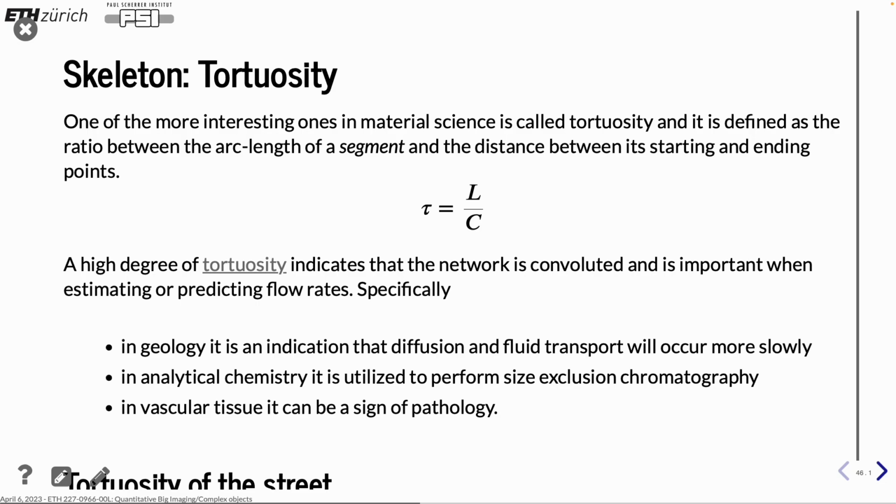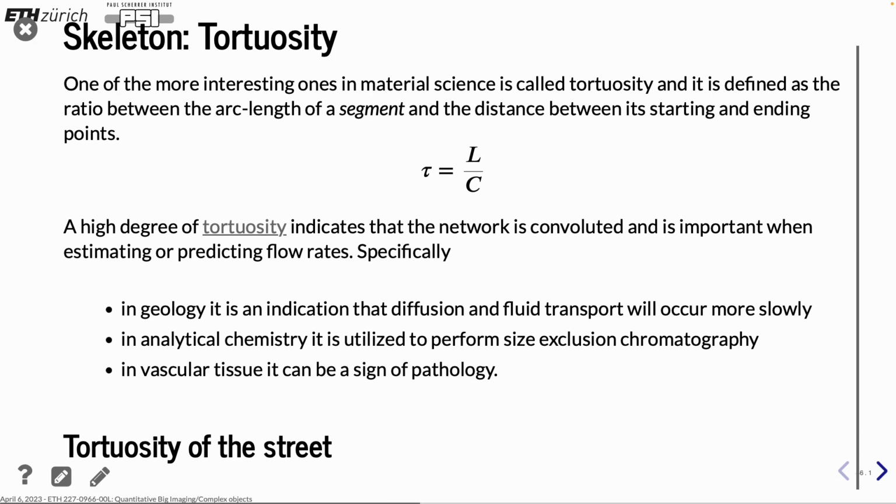So if you remember, for example, the blood vessel network, where we have a lot of curves in it, comparing that to a street network, which is mostly straight lines, then you would have a lower value on the blood vessel network than on the street network.